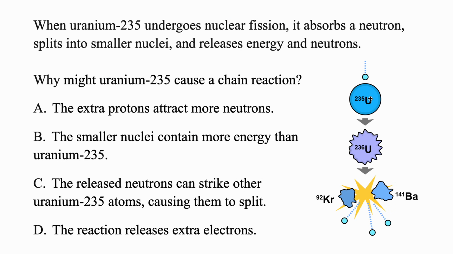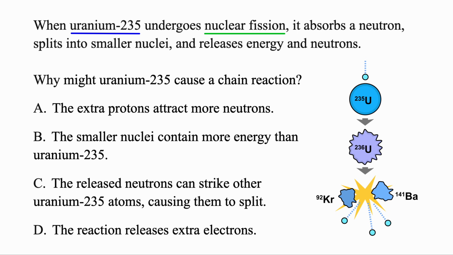For this one, we've got a diagram, and they're going to explain it, so let's see. When uranium-235 undergoes nuclear fission, it absorbs a neutron, splits into smaller nuclei, and releases energy and neutrons. So what's happening here? Well, this diagram is showing us the process of nuclear fission. Looks like it's taking something and splitting it apart.